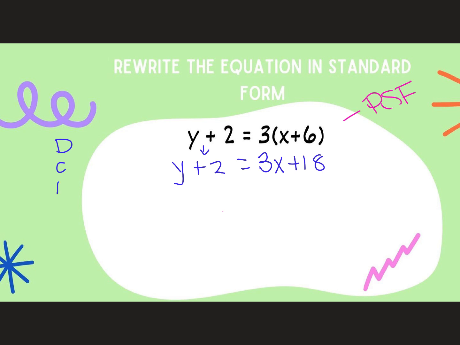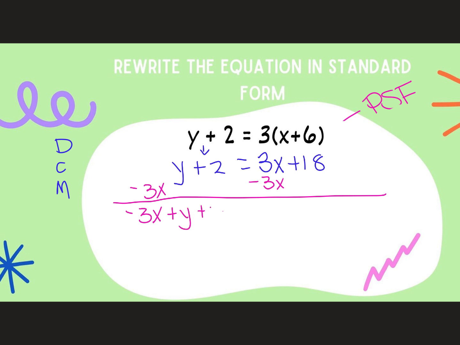My third step is move the variable. Remember in standard form, we want x and y on the same side of the equation. So here, I'm going to subtract 3x from both sides. And when I do that, I have -3x plus y plus 2 equals 18.